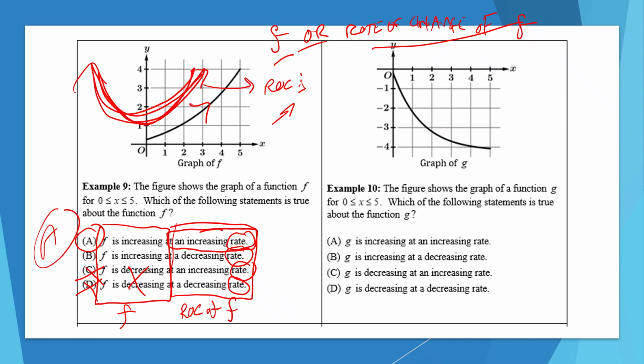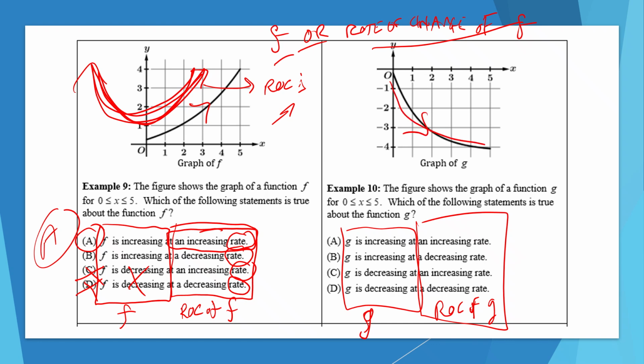Now for example number 10, the figure shows the graph of g. Which of the following statements is true? Here, g is increasing or decreasing, and then we're looking at the rate of change. So again, this is talking about g, and then this is the rate of change of g. Here we see that g is decreasing, right? It's going down as you go from left to right. So we can eliminate A and B. I always like to cross off answers I know are wrong as I'm working through these problems. Just a good multiple choice strategy.